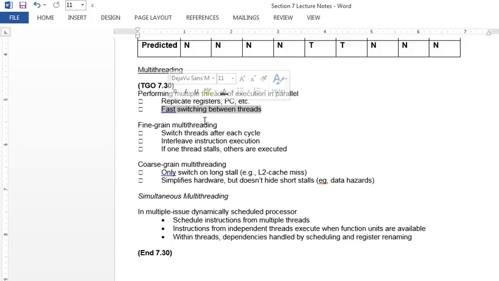Mike, what's your question? Is this kind of like how Intel's hyper-threading works for the i7s and stuff? Yes.